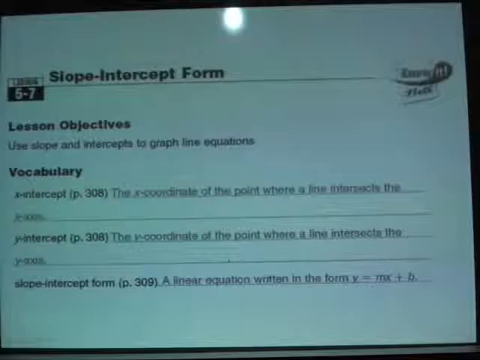Slope-intercept form, a linear equation written in the form y equals mx plus b. Again, from the top, x-intercept, that's the x-coordinate of the point where a line intersects the x-axis. Y-intercept is the y-coordinate of the point where a line intersects the y-axis. And slope-intercept form is a linear equation written in the form y equals mx plus b.